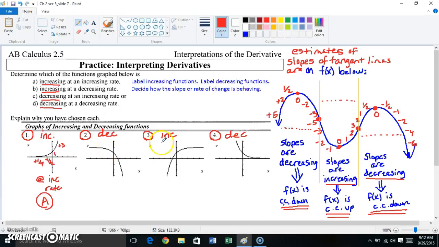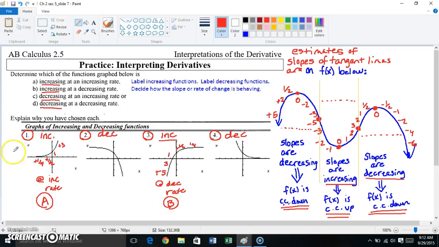Okay. So I'm just going to jump over to this next increasing one, number 3. So here our rate might be 5, then 3, then 1, then a half, then a fourth. Okay, so here our slopes are positive all the time. That's why it's increasing. But our slopes are going from 5 down to a fourth. All right, so our slopes are decreasing. So this would be increasing at a decreasing rate. So that would be B.